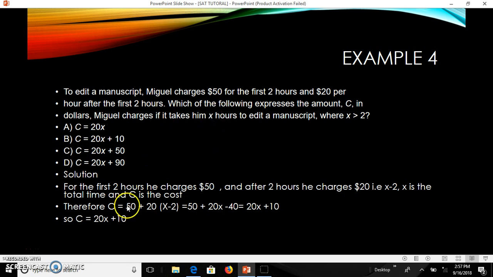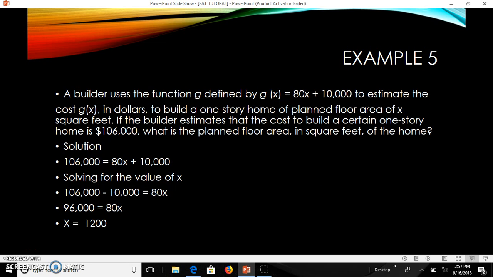So you have to deduct the 2 hours for the $50 from the remaining hours. That will be X minus 2. That's what we did there. Multiply by 20, which is the fee charged after the 2 hours. So that will be 20 times the remaining hours. So that will give the total. That's 50 plus. When you arrange it well, you get 20x plus 10, which is option C. So you just need to think. You don't need to rush, just think.